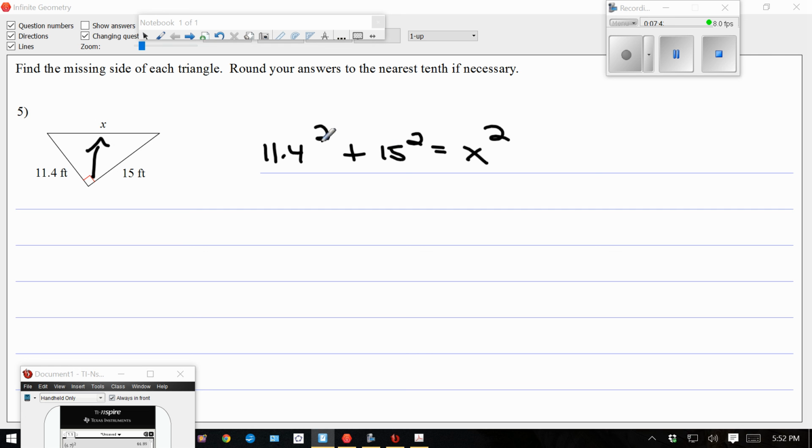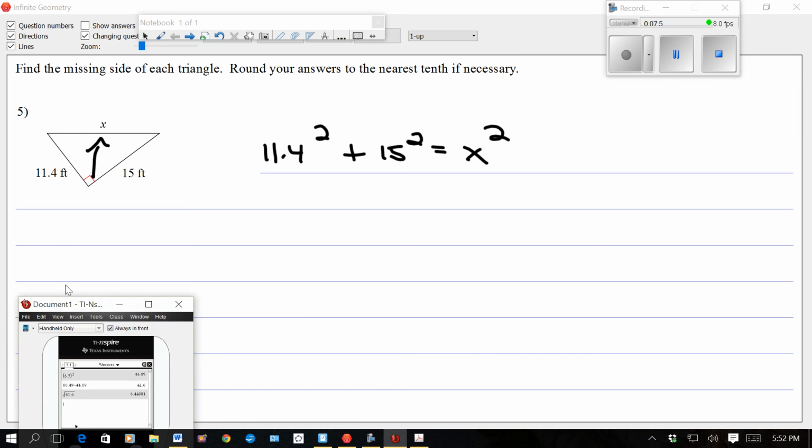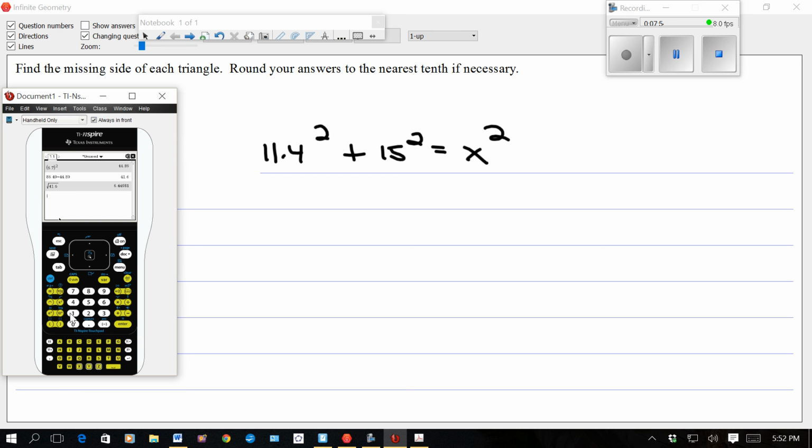Now, these numbers are both on the same side. Remember, simplify your equation. 11.4 squared. I'm going to do it on the calculator for sake of time. You should exercise your brain and do these every once in a while. So 11.4 squared, hit enter, and you get 129.96. And then 15 squared, everybody should know that, but if you don't, don't be ashamed. Put it in your calculator. 15 squared should equal 225.